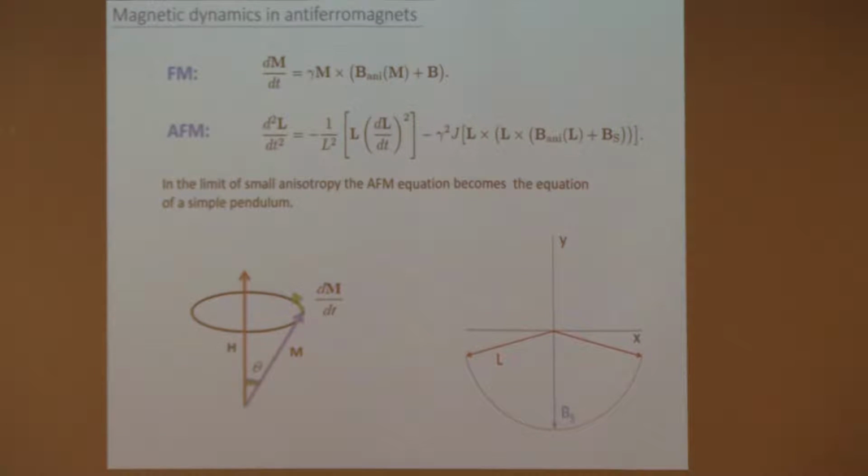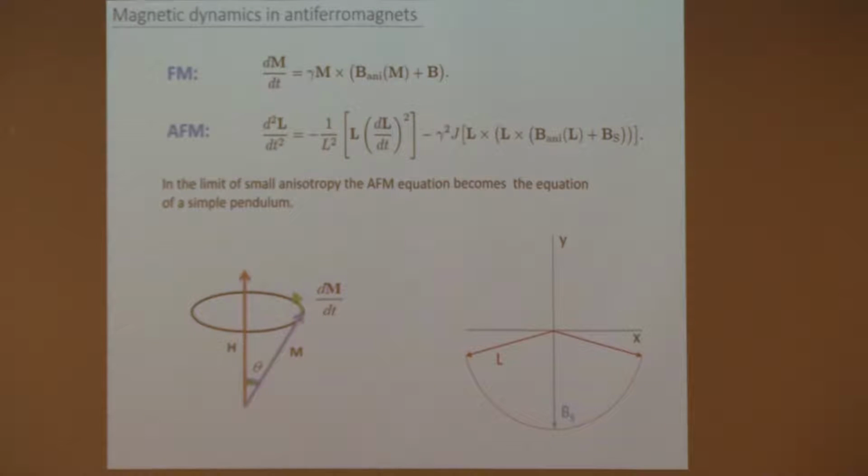This already tells us that the critical value of the staggered field for switching will be the anisotropic field, just like in the ferromagnets. But you already see also from this equation that the nature of the dynamics in the antiferromagnets is quite different. You see there is this J, which is the exchange constant, which is not present in the ferromagnetic equation, which means the dynamics will be much faster in the antiferromagnet. We also see that the equation is second order, so there will be inertia. And also the form of the dynamics is quite different.